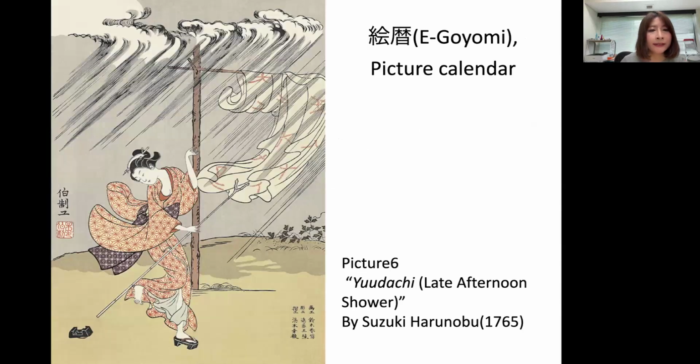But what's hidden in this calendar, you would think? The numbers are hidden in this picture. It may be hard to understand because of the kanji, but please try to find where they are hidden.